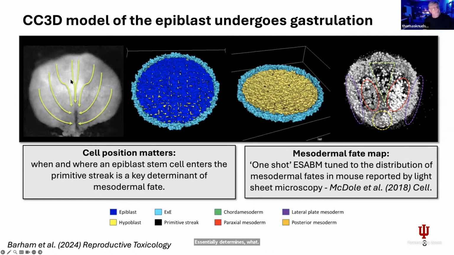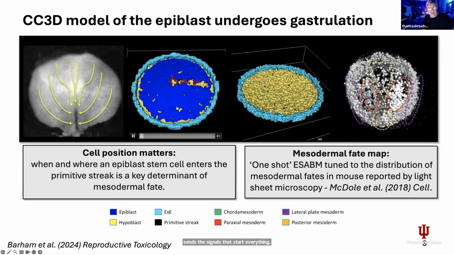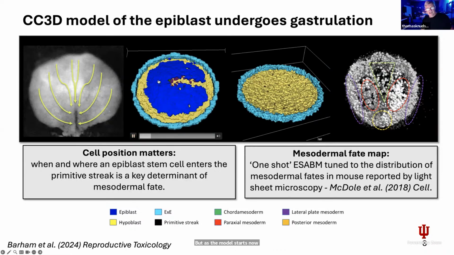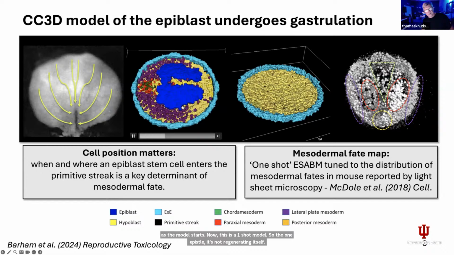Now, you can mess this up. You can kill certain cells. You can delay certain cells. You can have different effects on it, and that's going to have a significant effect on the next stage of development. So this is what the CompuCell model looks like if you don't use the transparent rendering that I just showed you. This light blue layer is actually extra-embryonic ectoderm, which sends the signals that start everything. But as the model starts, now this is a one-shot model, so the one epiblast layer is not regenerating itself. It's giving rise to mesoderm that's migrating into the primitive streak and then out to the periphery.